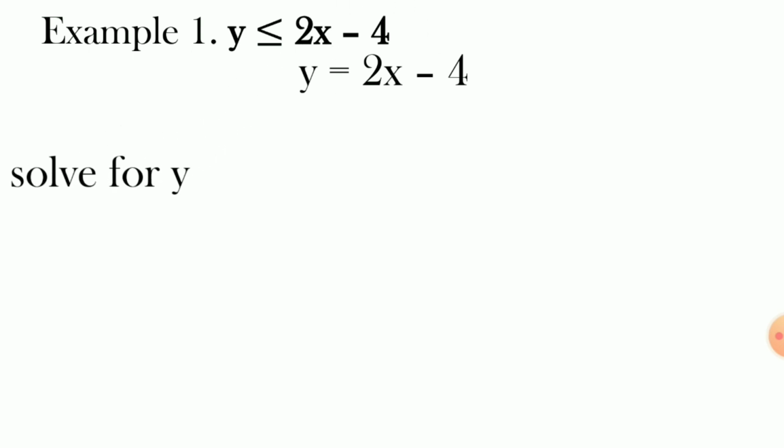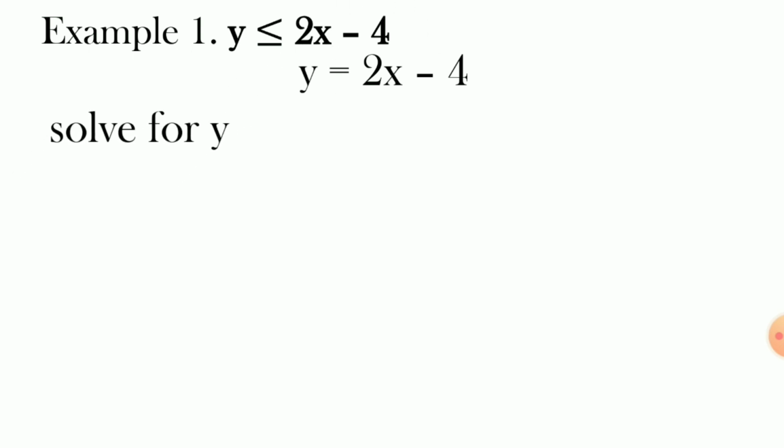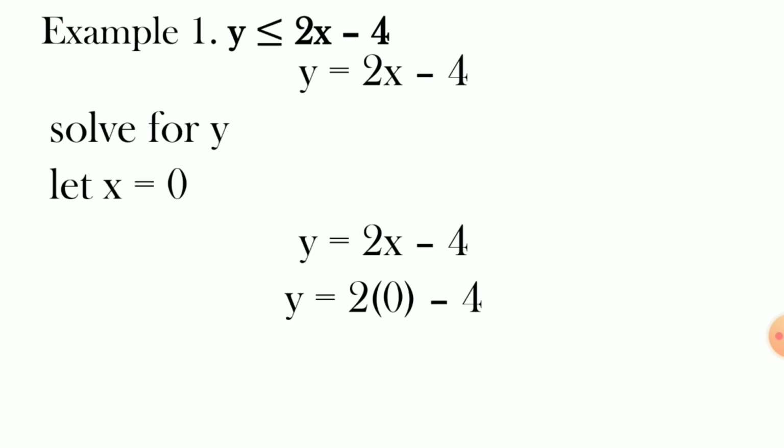Then solve for y. In order to solve for y, we need to set a value for x. So let x be equal to 0. From the equation y is equal to 2x minus 4, replace x with 0. So that is now y is equal to 2 times 0 minus 4. Then evaluate further, y now is equal to negative 4. So if x is 0, y is negative 4. Therefore, we have the ordered pair 0 and negative 4.